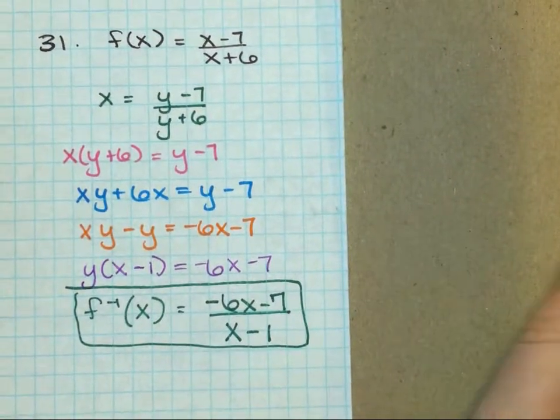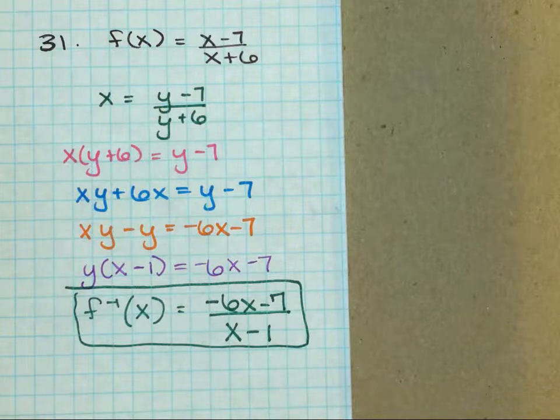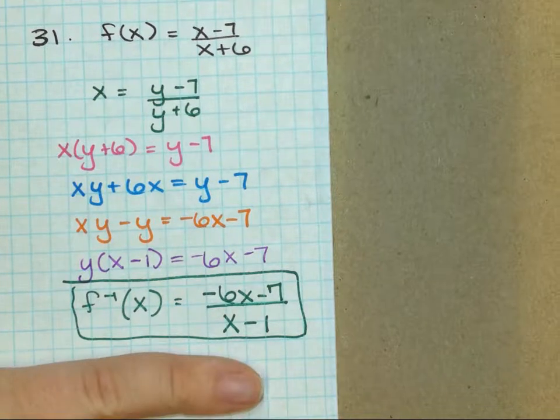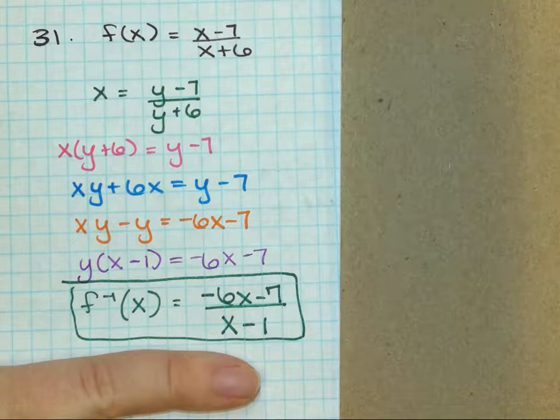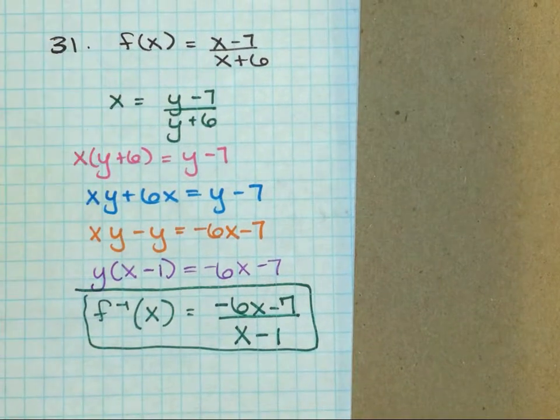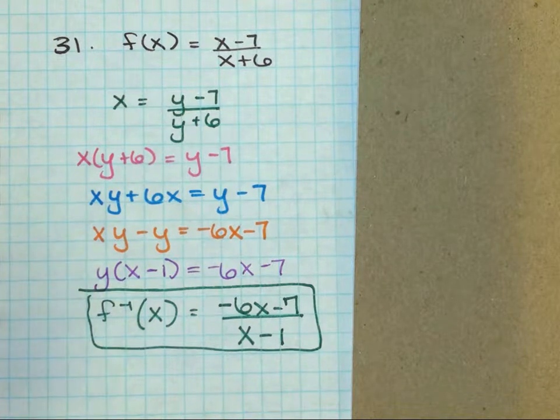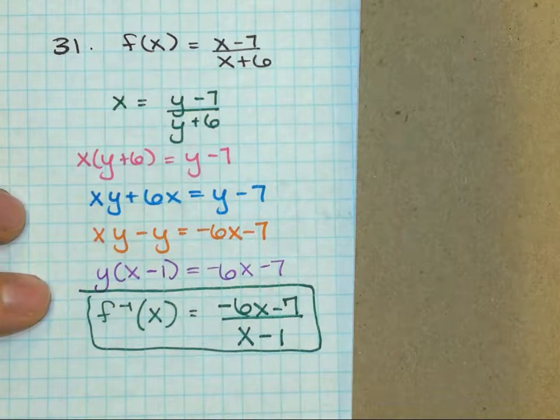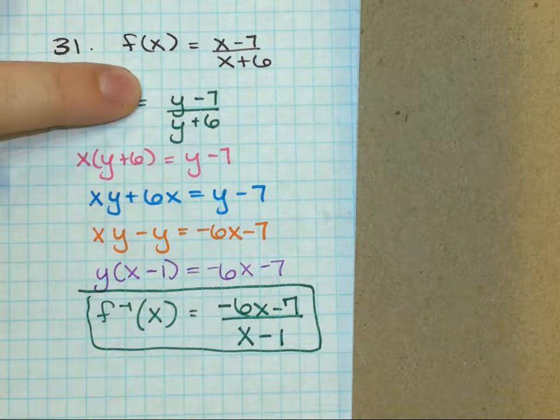How are we doing on 31? Good. You forgot the negative 1? The nice thing about these, yeah, they're kind of tedious. There's a lot of steps to it, but every time you do it, it's going to work out the exact same way. Switch x and y.